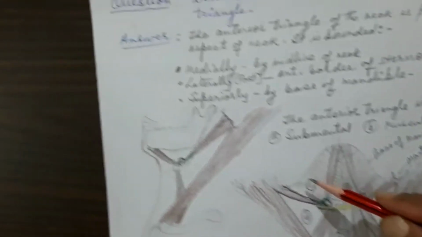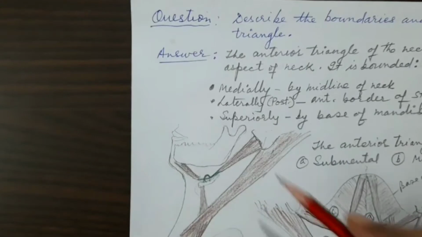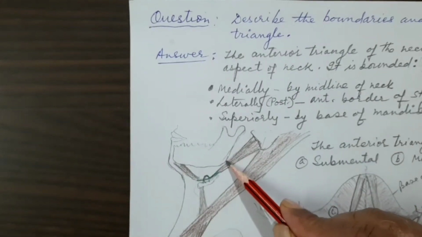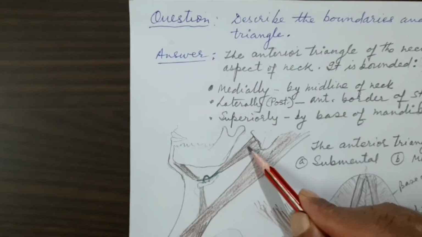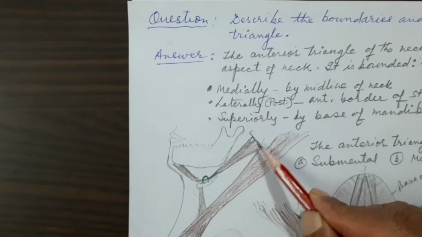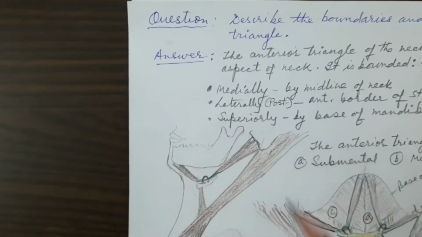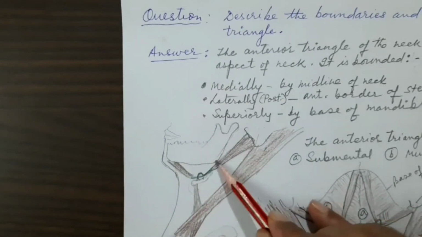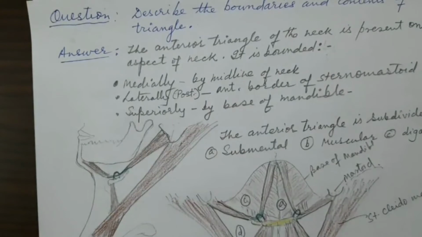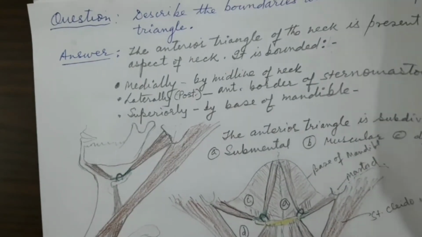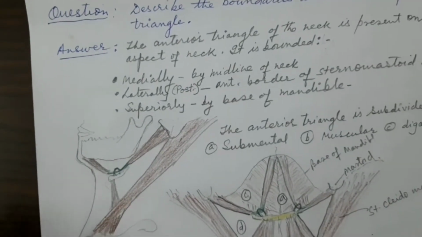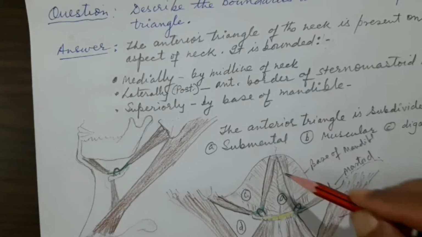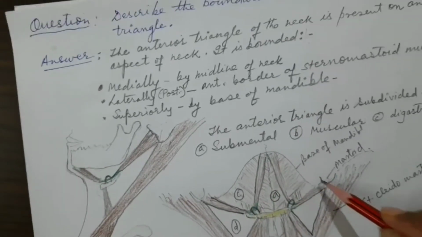Okay, and here in this lateral view you can see that it doesn't stop at the angle of the mandible, but an imaginary line extending right up to the mastoid process will also form the superior boundary. So the base of the mandible and an imaginary line posterior to the angle of the mandible up to the mastoid process is also the superior boundary.